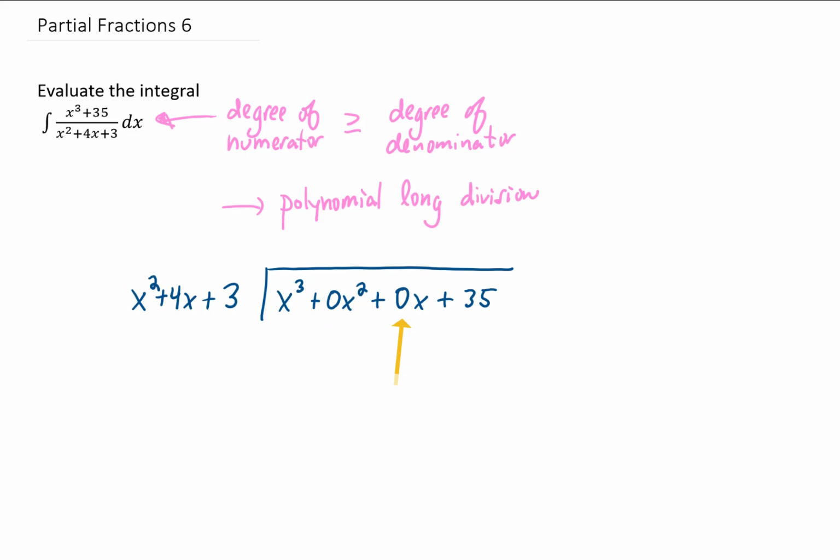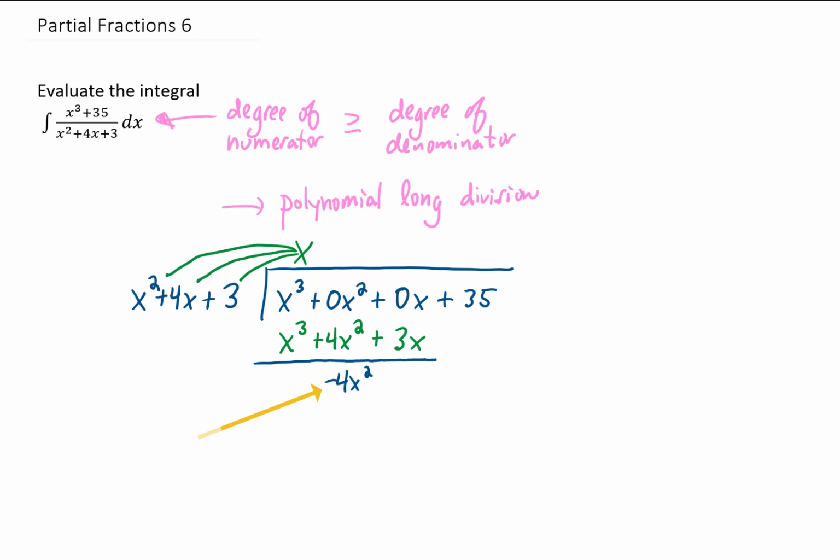And the first question we ask is, what would we multiply by x squared to get x cubed? The answer is x. We can then multiply that x through this polynomial here. After doing that and writing it down here, what we do is subtract. x cubed minus x cubed is 0. 0x squared minus 4x squared is negative 4x squared. And 0x minus 3x is negative 3x. We can then bring down the next term.